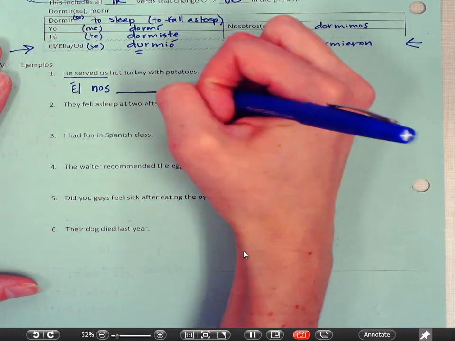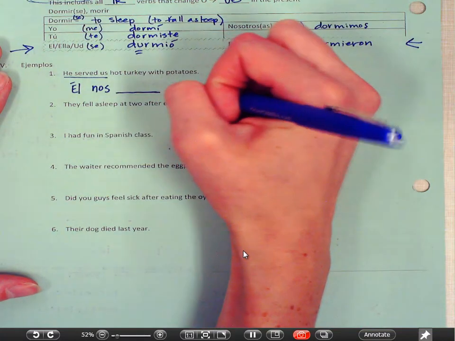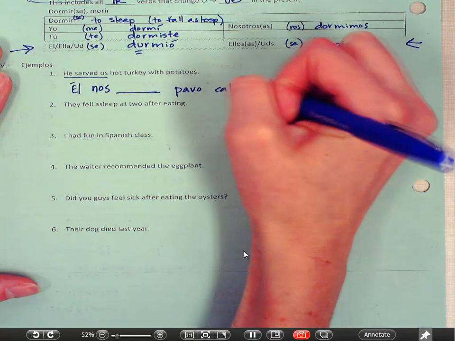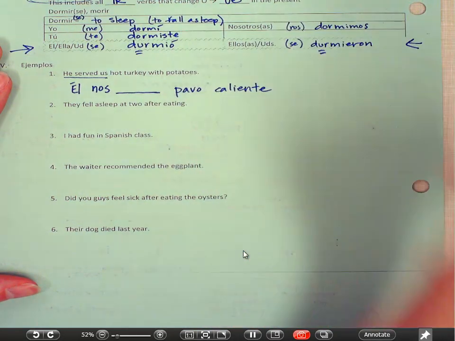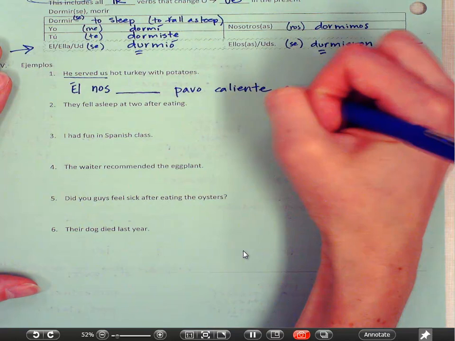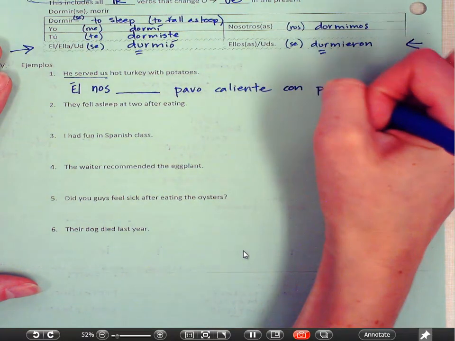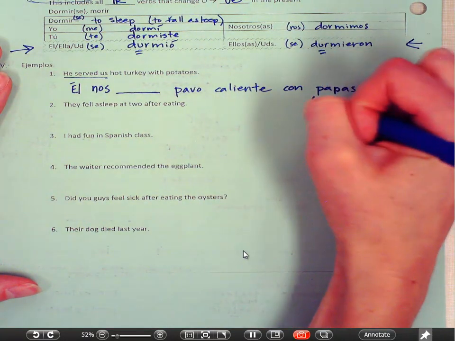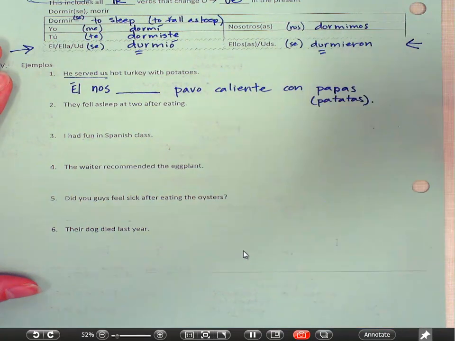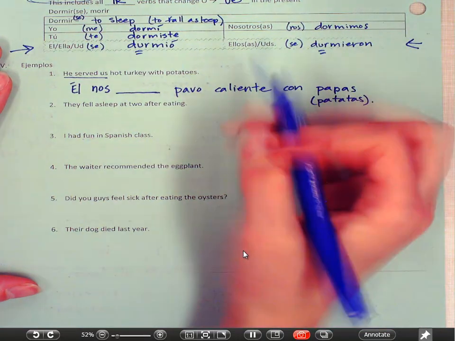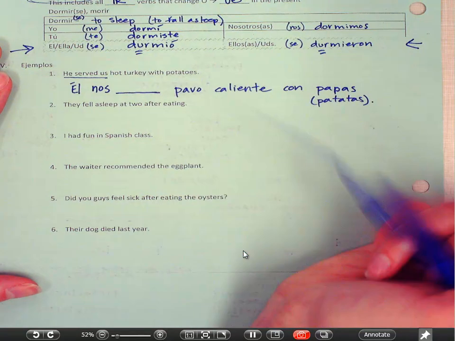Hot turkey with potatoes. Pavo caliente, this is vocab, so you may take out your vocab list. Pavo caliente con papas or patatas, whatever you prefer. Okay, remember caliente comes after pavo because it's an adjective, so you say turkey hot.